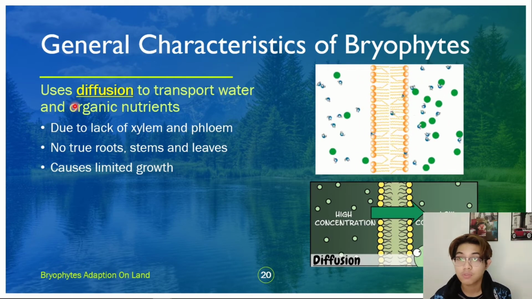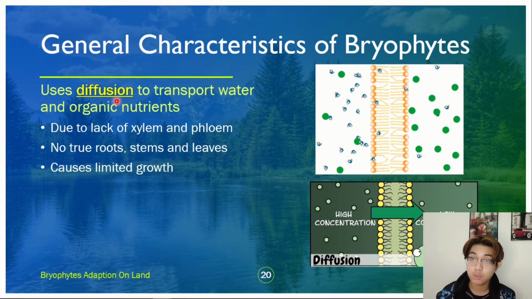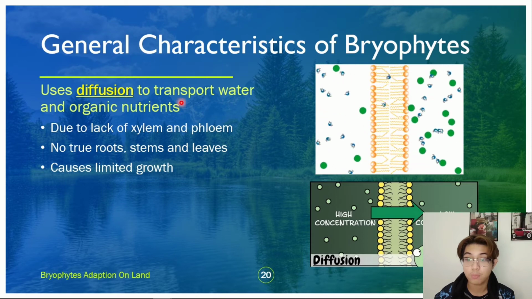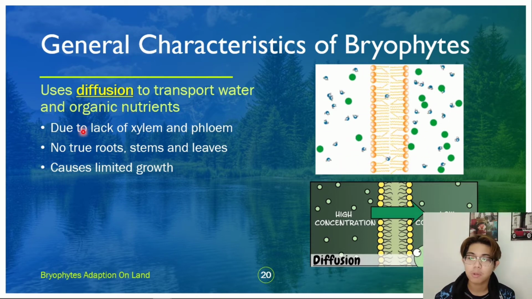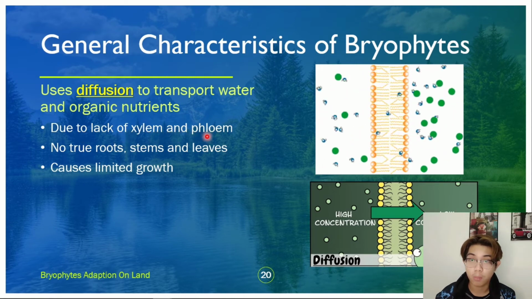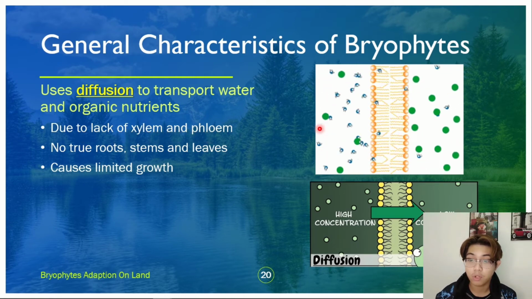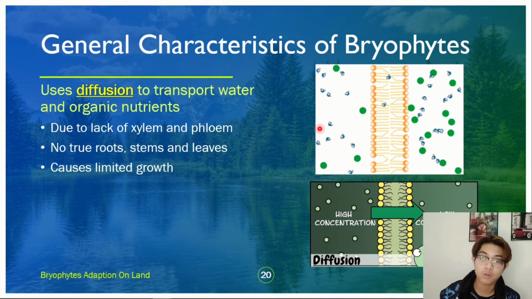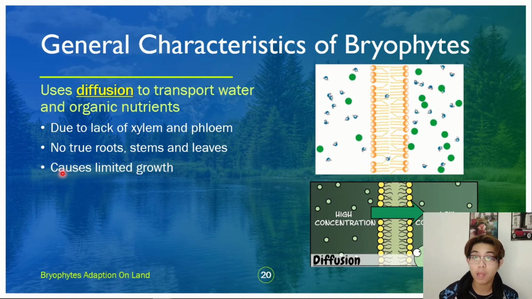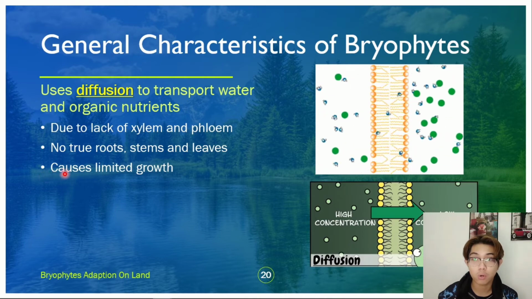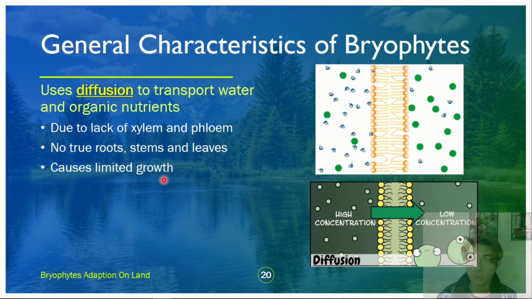We go to diffusion. Bryophytes use diffusion to transport water and organic nutrients. But why do they do this? Because they lack xylem and phloem. There's no xylem and phloem to transport water and organic nutrients, so they use diffusion instead. But a drawback of using diffusion is that it causes limited growth of the plant.